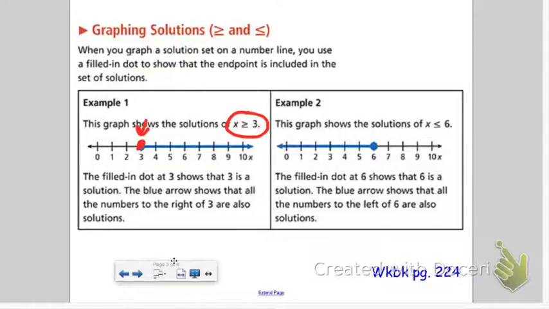Of course, it could be 4, it could be 5, it could be 6, it could be 7, it could be 10, it could be 1,000,000. So we've got the shaded-in ray showing you all the possible solutions for x, and the endpoint is shaded in because 3 is included in that solution set. Over here we have x is less than or equal to 6. So x could be 5, x could be 4, x could be 3, x could be 0, x could be negative 100, but x could also be 6, which is why 6 is shaded in, just like the rest of the line. That filled-in dot shows that 6 is a possible solution.